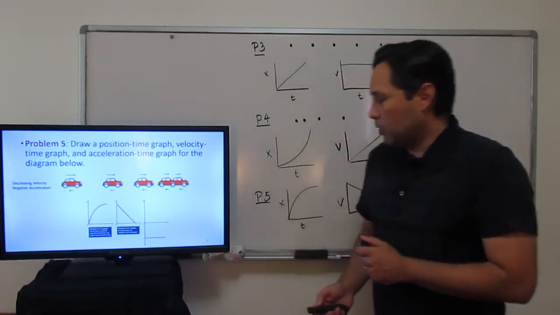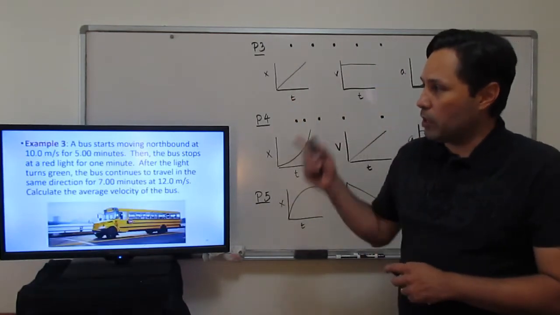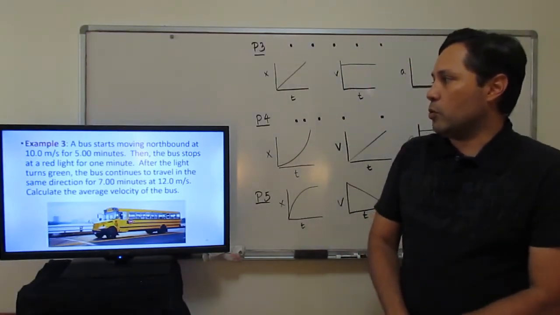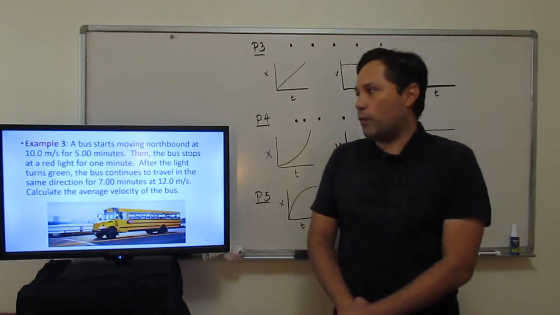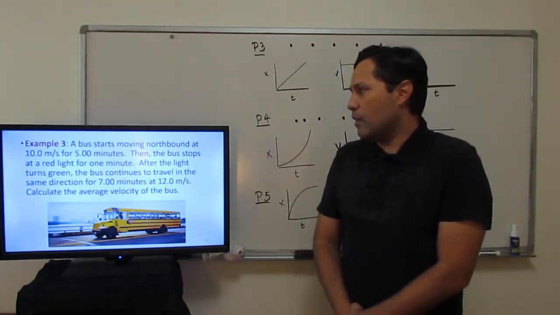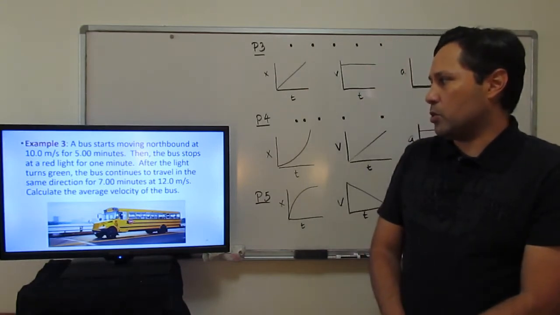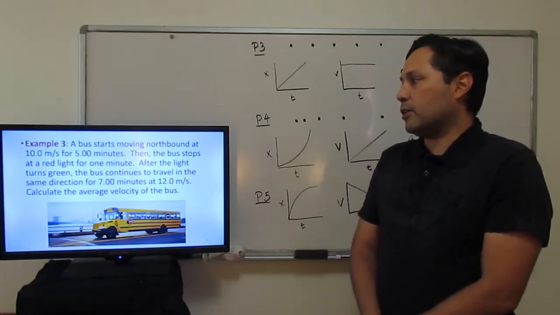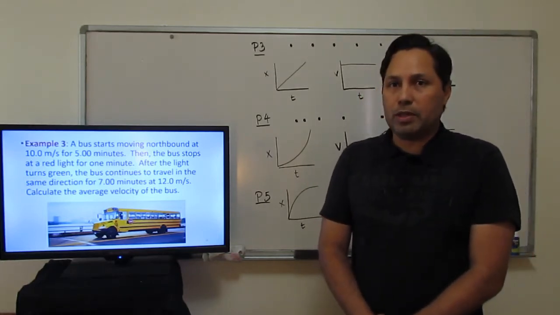Now let's go ahead and take a look at problem number 6. Example 3. In this one it says, a bus starts moving northbound at 10 meters per second for 5 minutes. Then the bus stops at a red light for 1 minute. After the light turns green, the bus continues to travel in the same direction for 7 minutes at 12 meters per second. Calculate the average velocity of the bus.